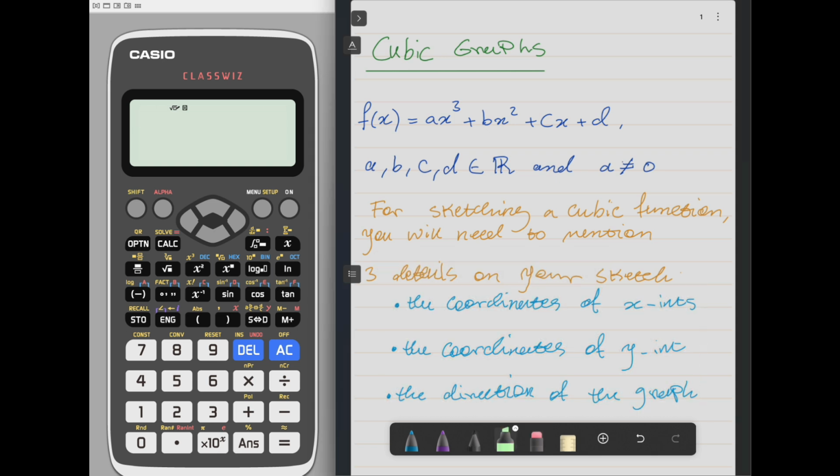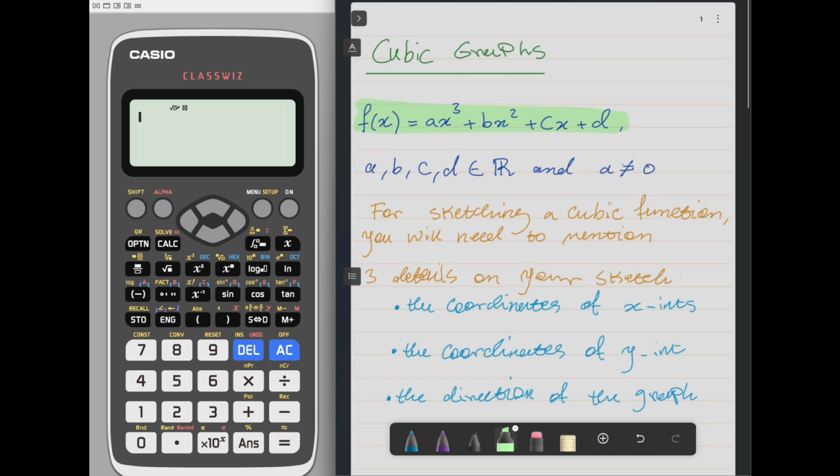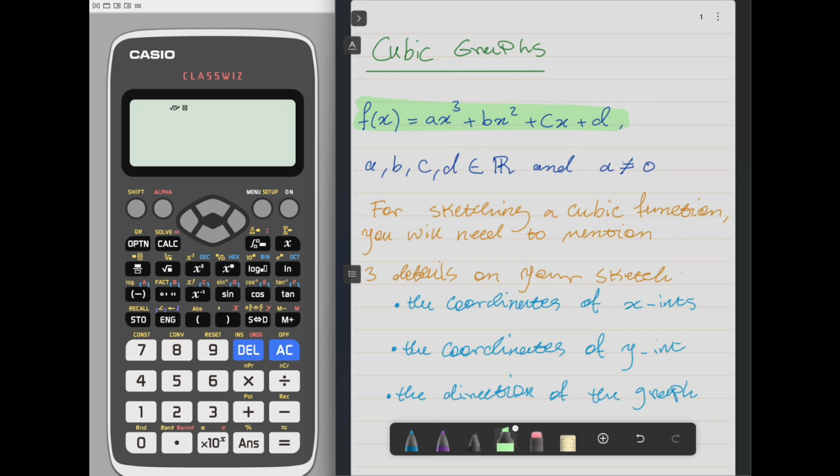When I have a function f of x with the expression of x written as ax cubed plus bx squared plus cx plus d, where a, b, c, and d are members of the set of real numbers and a is not equal to 0, my f of x is called a cubic function, alright? So, I can sketch these cubic functions, alright?